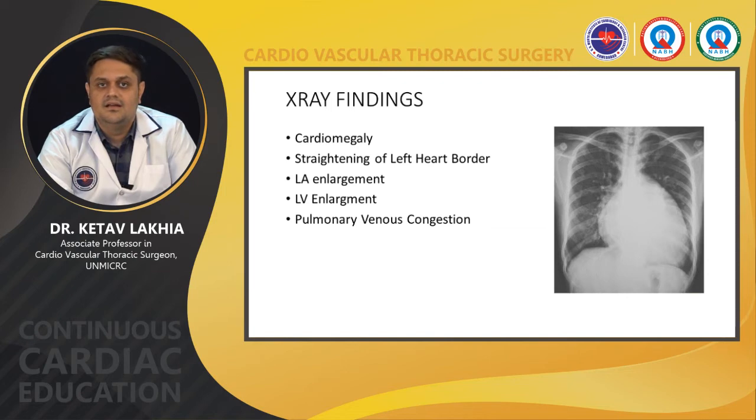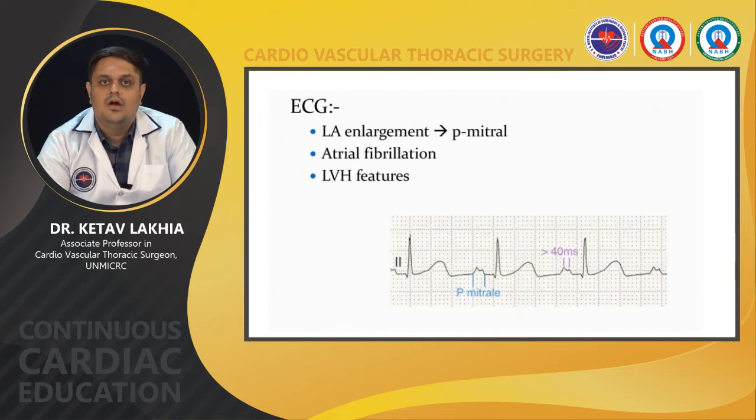On X-ray, there will be findings of cardiomegaly. There will be straightening of the left heart border, LA enlargement, LV enlargement, and there may be signs of pulmonary venous congestion. On ECG, there will be P mitral suggestive of LA enlargement, atrial fibrillation, and features of left ventricular hypertrophy.